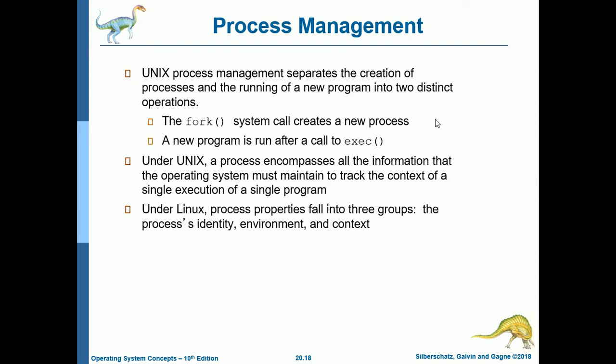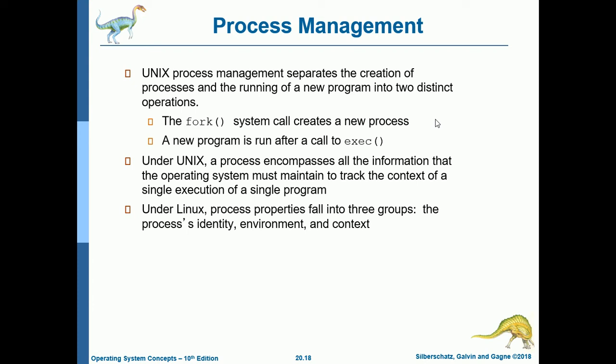So next we have the process management. Unix process management separates the creation of processes and the running of a new program into two distinct operations. Actually Linux is just the same as Unix in relation to process management. As you can remember, the fork system call creates a new process, and then a new program is run after a call to the exec system call. Under Unix, a process encompasses all the information that the operating system must maintain to track the context of a single execution of a single program.